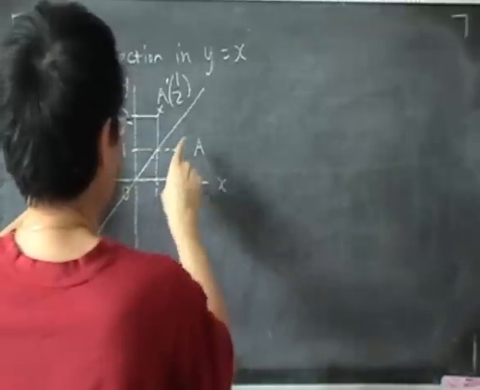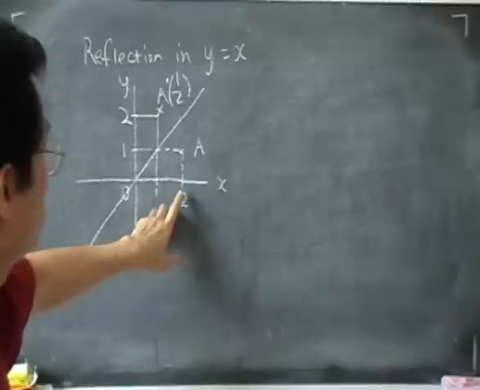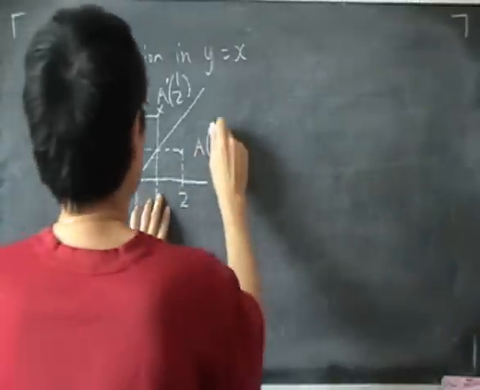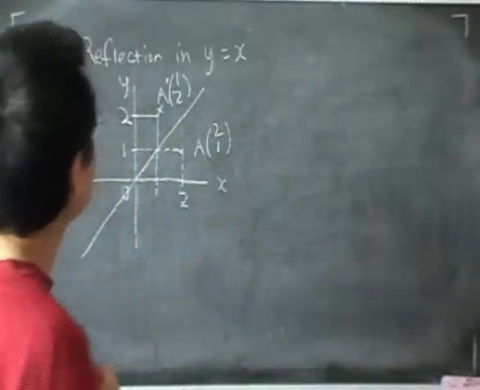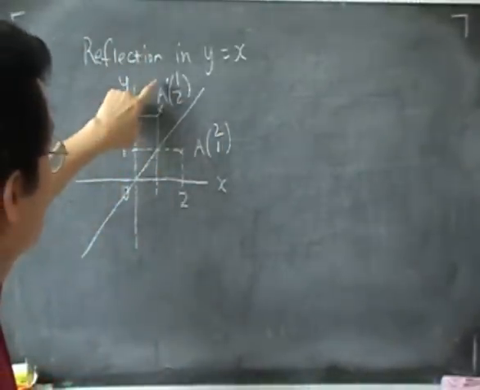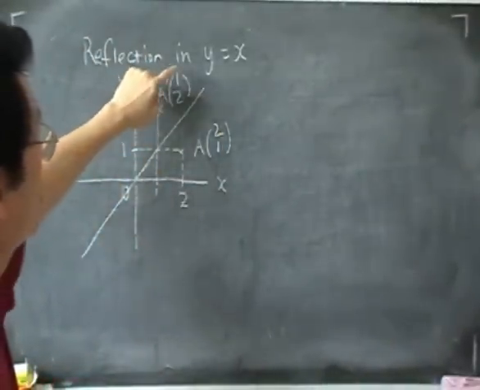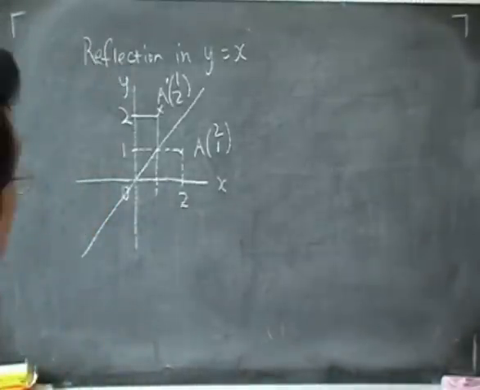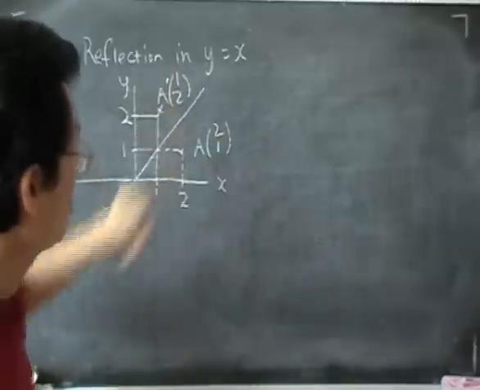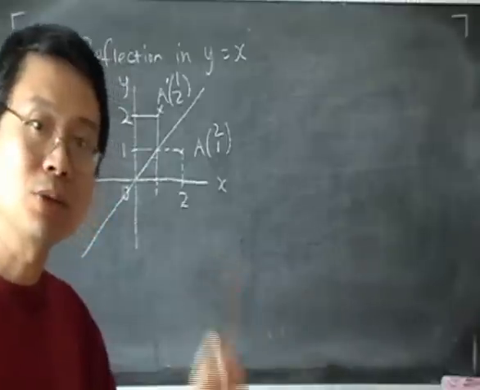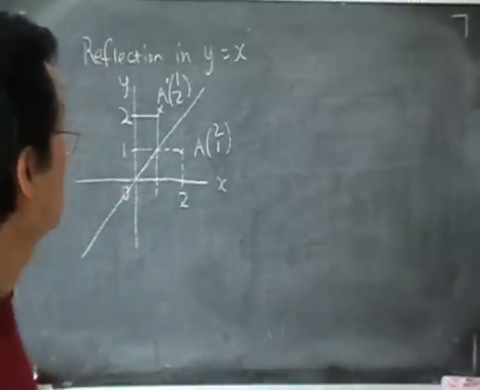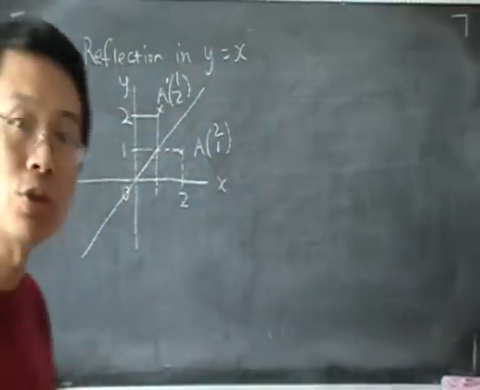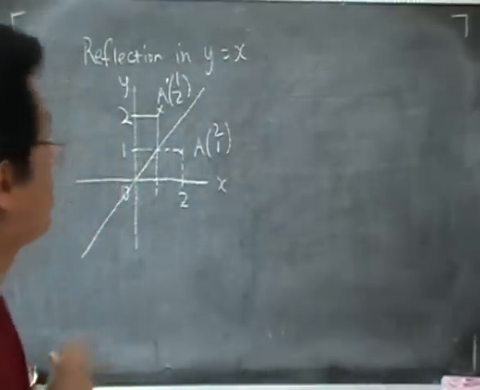So whereas the coordinates of A is 2, 1, the coordinates of its image is 1, 2. So we have a simple way of finding the answer. You see that 2, 1 becomes 1, 2. The x and the y values are interchanged. And that's all we need to do when we reflect in the y-axis, just exchange the x and the y value.